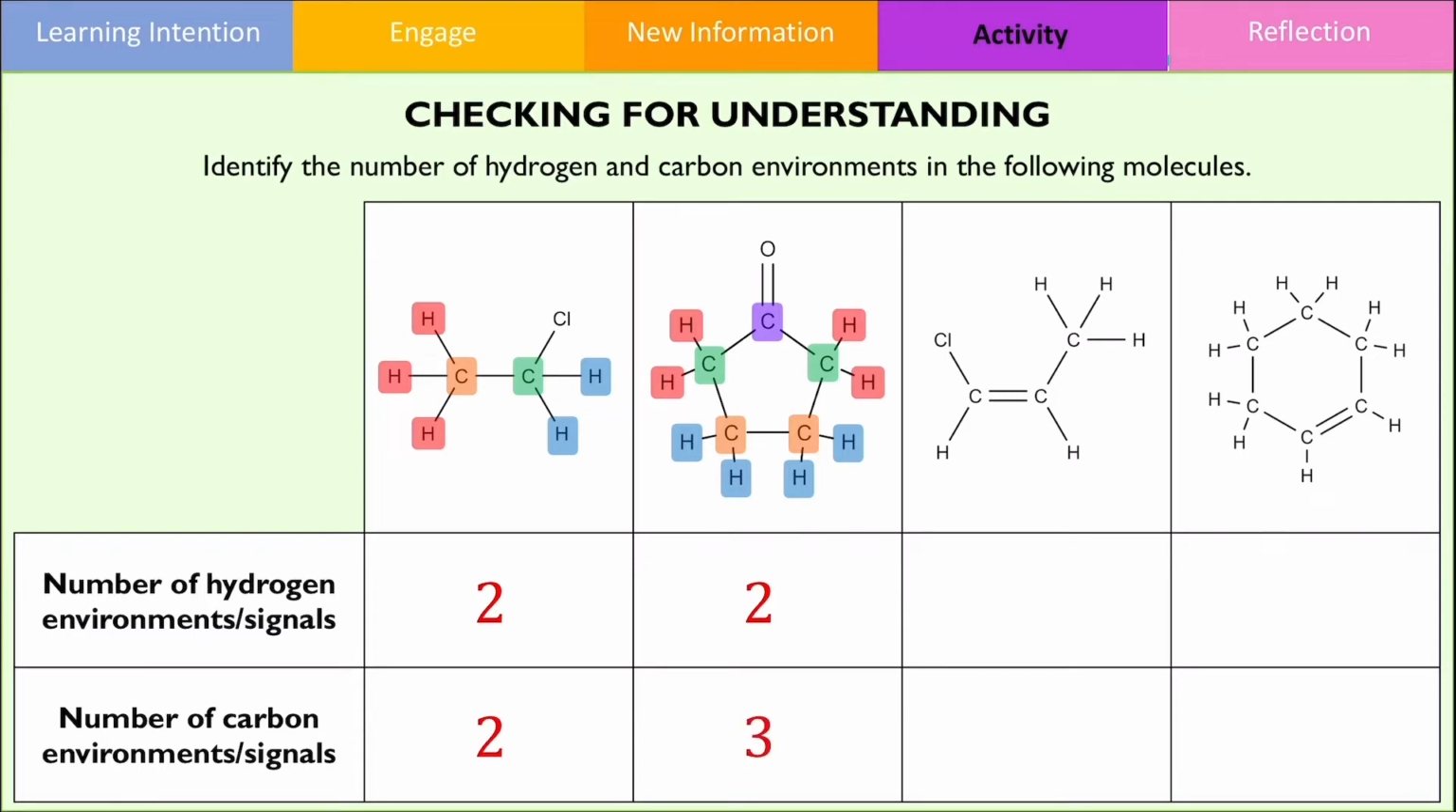You should be able to readily identify that the third molecule contains 3 hydrogen environments and 3 carbon environments. The last molecule contains a plane of symmetry.